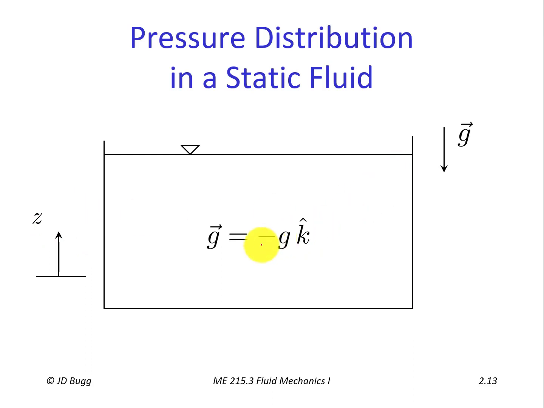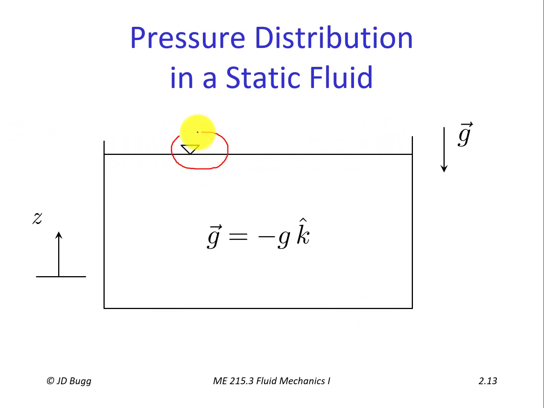So the direction of g is in the minus k hat direction. So that is what g looks like for this particular scenario. Now, another thing I want to point out while we're looking at this picture, we have our container here, and this is the surface of the fluid.